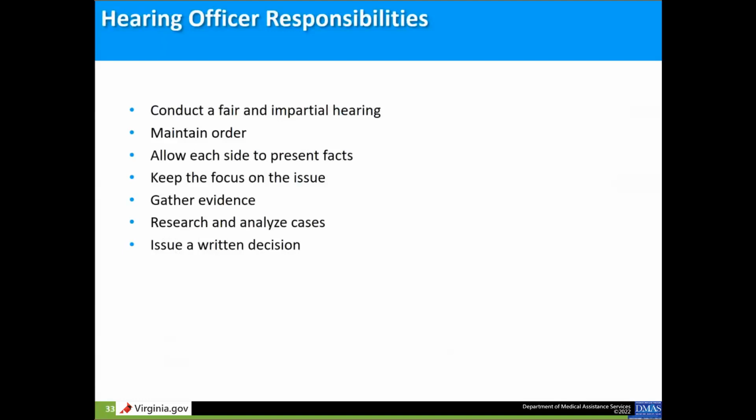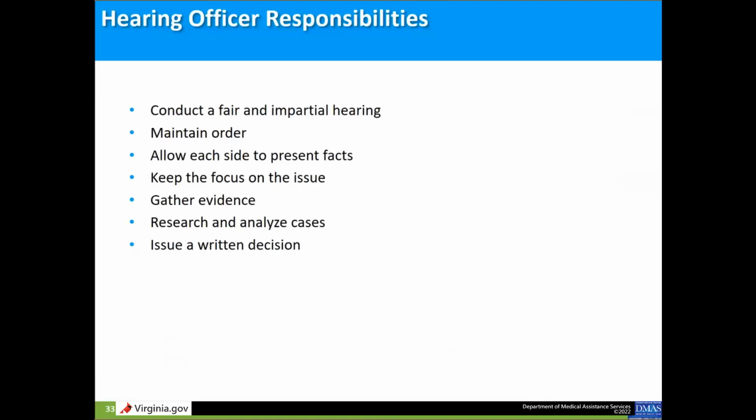First and foremost, they must conduct a fair and impartial hearing. All hearing officers are lawyers and are familiar with the requirements of due process as discussed in the previous slides. To ensure that due process is provided, they must maintain order in the hearing.